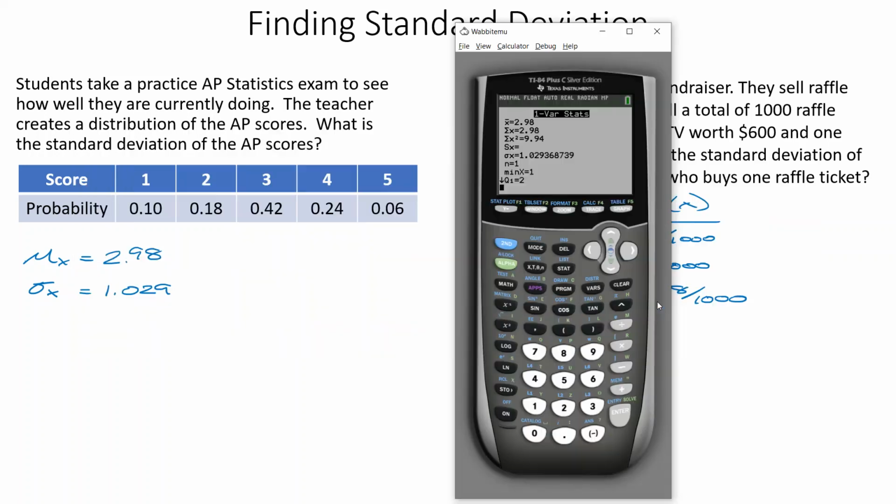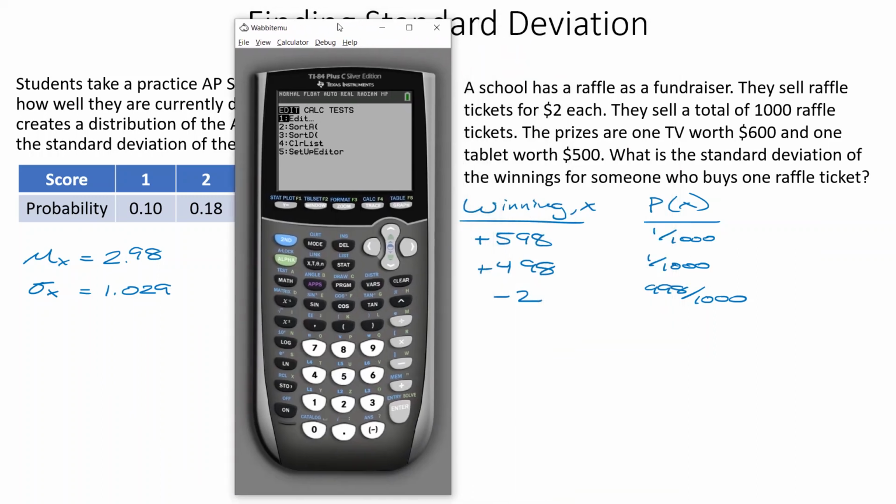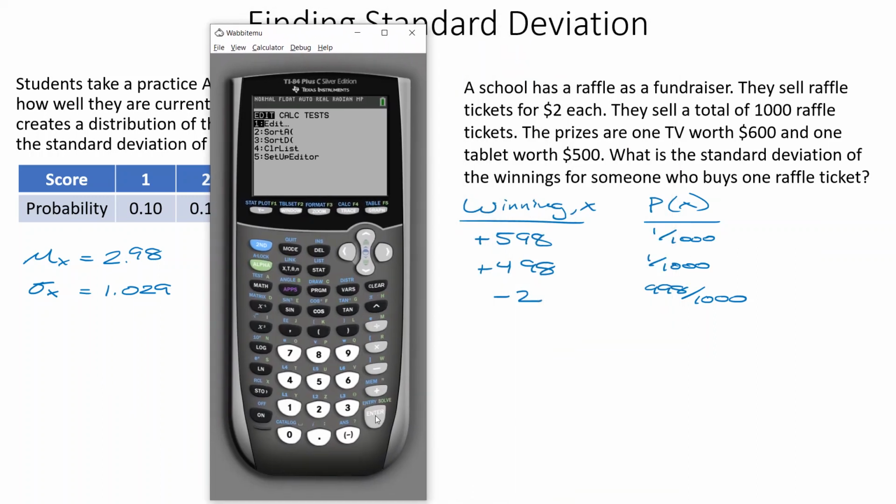So let's put that into our calculator. So stat, move it out of the way here in case you're still copying. Edit, and we need another list, so there we go. So 598, 498, and -2. Notice the negative is down here at the bottom, not the minus sign. So there's our 3 possible values.